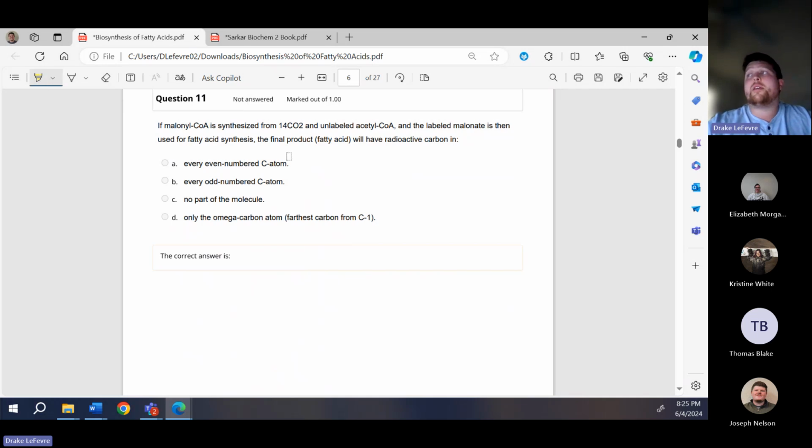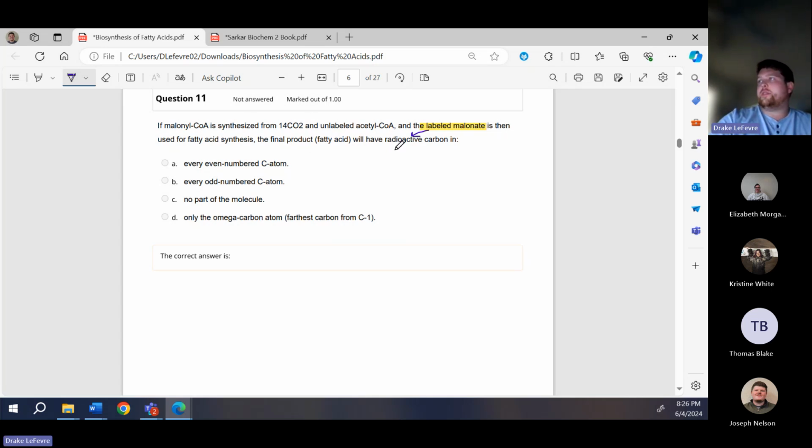So there's some biochemistry terminology in this. Labeled malonate. Honestly, in this specific context, otherwise I wouldn't understand what this is asking. Labeled means radioactive, okay?